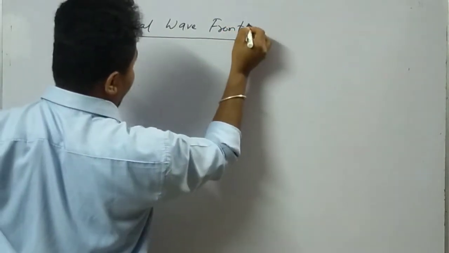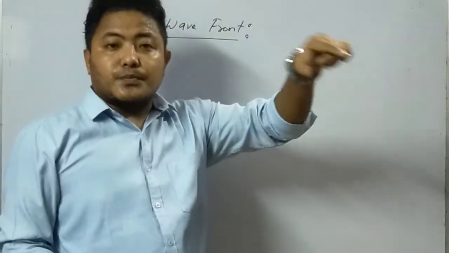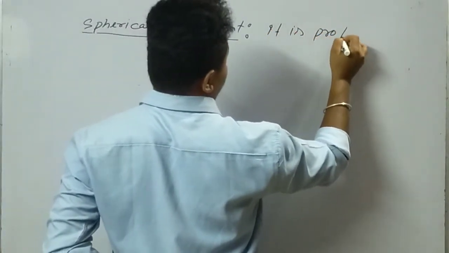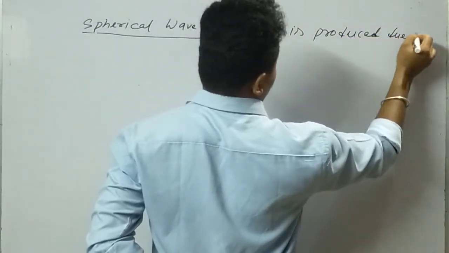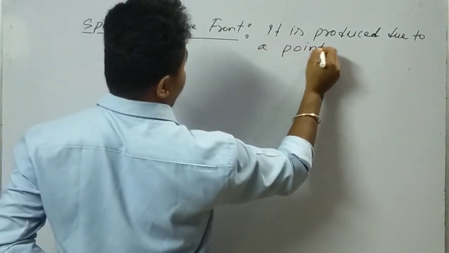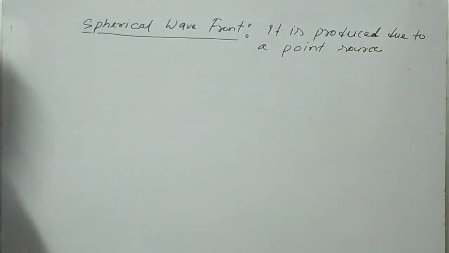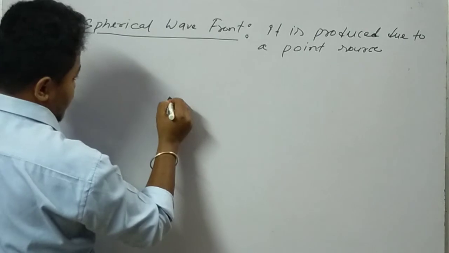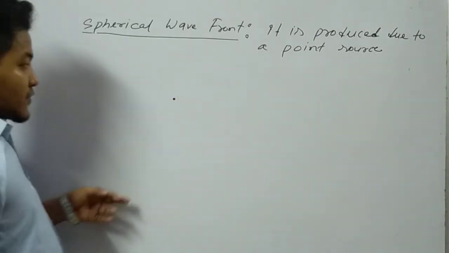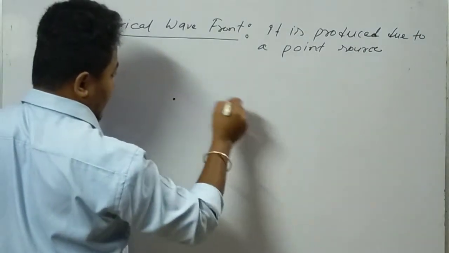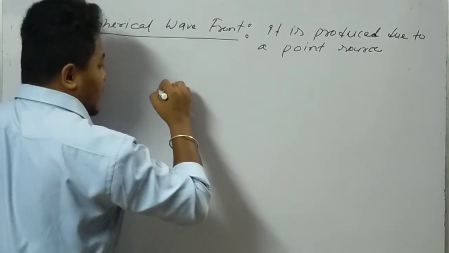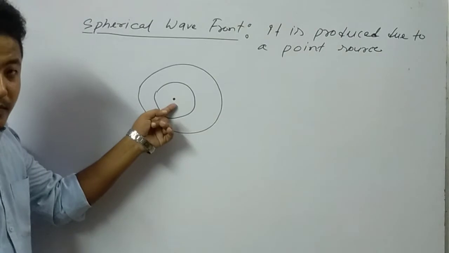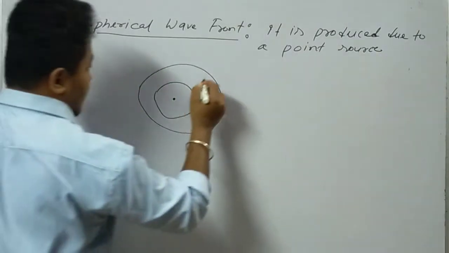Now for the spherical wavefront, you first write that a spherical wavefront is produced due to a point source. So if we consider this is a point source, suppose it is somewhere, and these are some waves like that, the wavefronts for this point source will be produced like that. These are wavefronts. That means for a point source, the wavefront produced is always spherical.